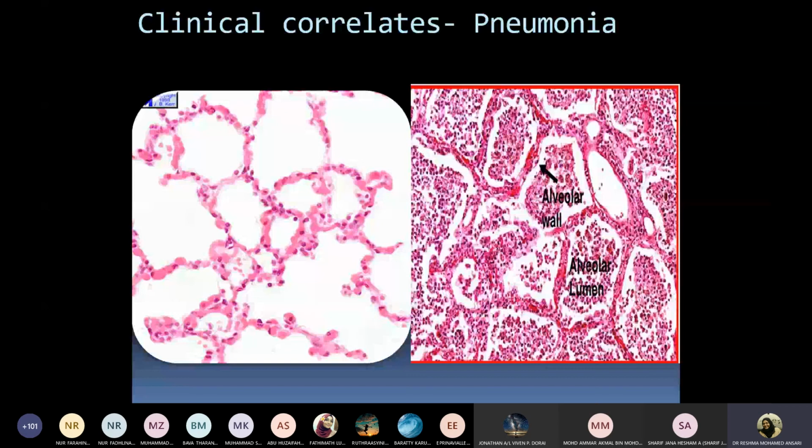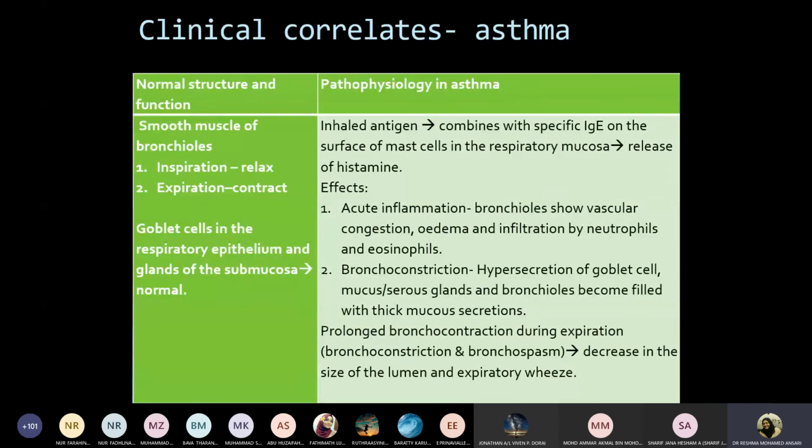Continuing further, what happens in asthma? So normal structure and function: the smooth muscle of the bronchiole relaxes when you breathe in. When you breathe out, they contract. The goblet cells and the glands are all normal.